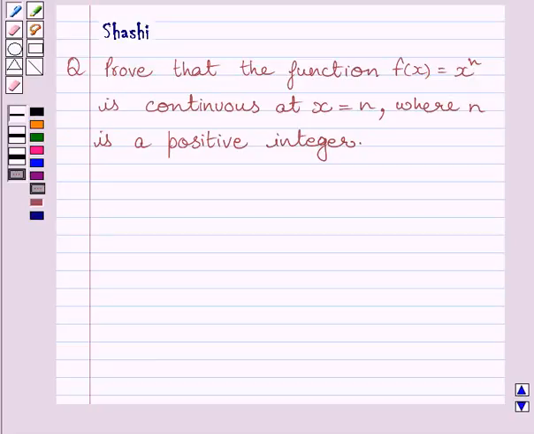Let us discuss the following question. Question says, prove that the function f(x) is equal to x raised to the power n is continuous at x is equal to n, where n is a positive integer.